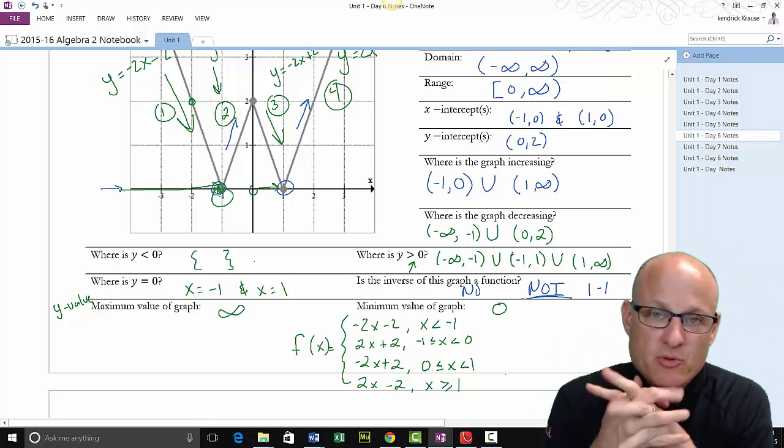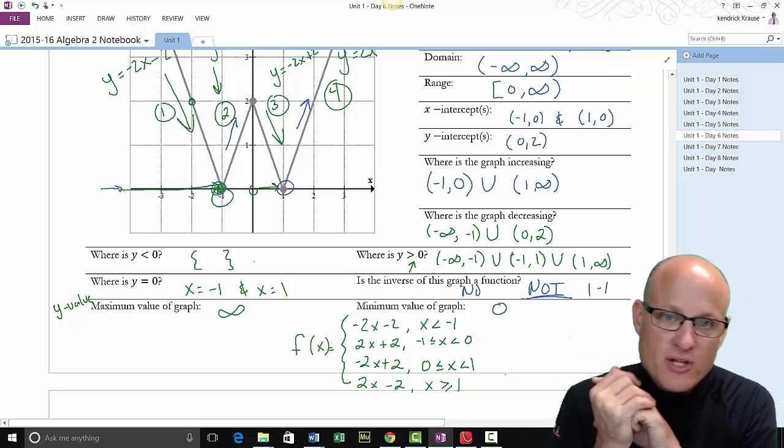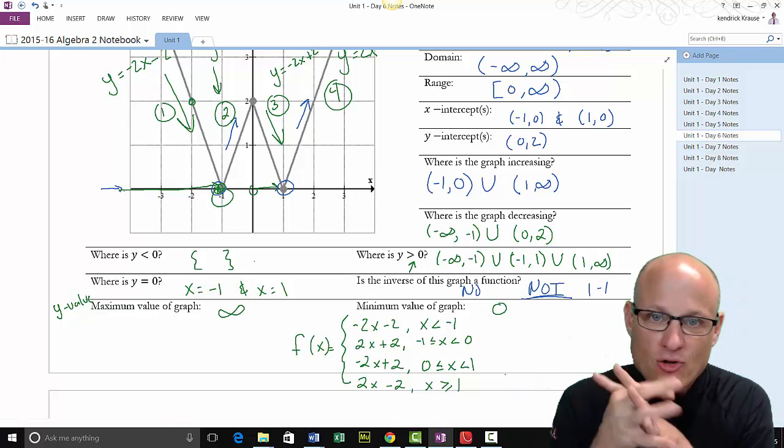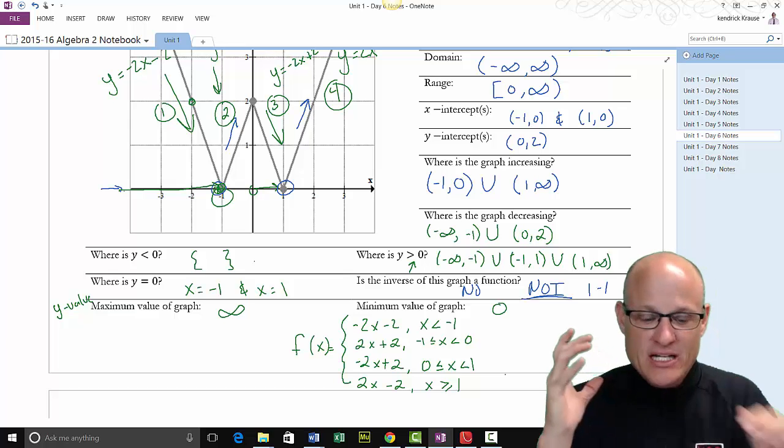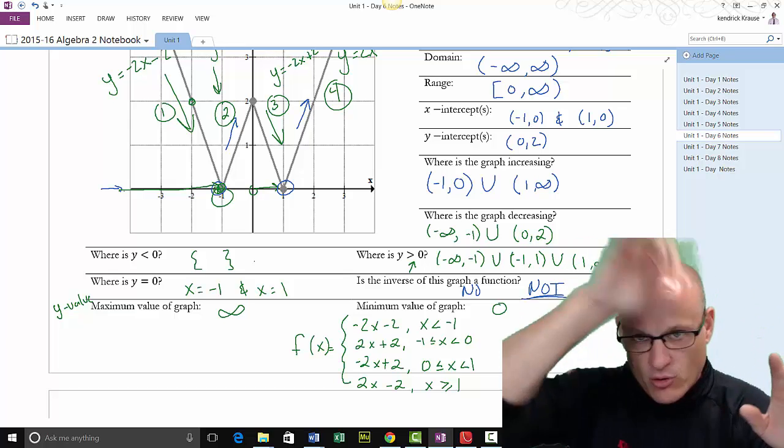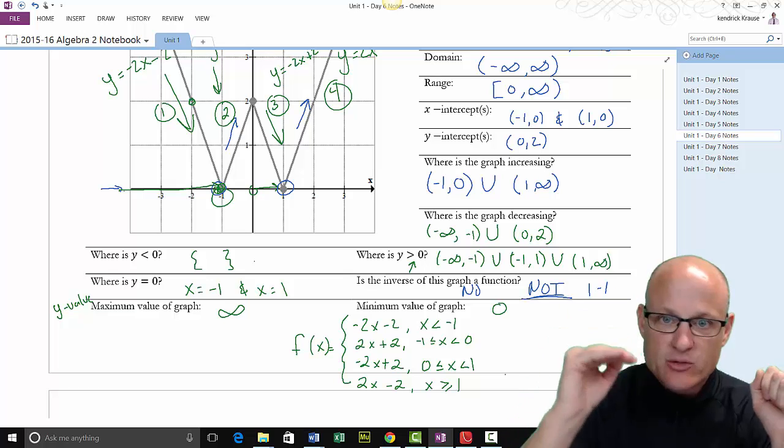I hope you understand a little about piecewise functions. If you don't, there's some practice problems on the website. Rewind this, go back, take a look, see what's going on. A piecewise function is nothing more than taking one function or a weird-looking thing and breaking it down into its small pieces.